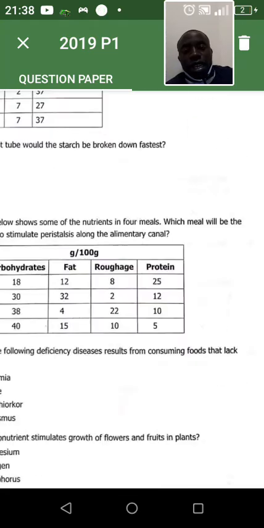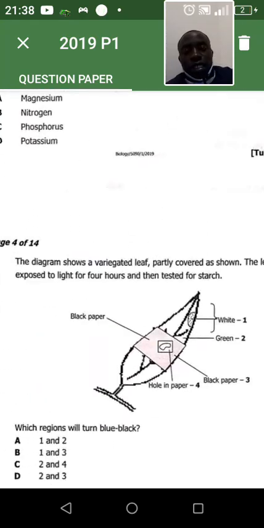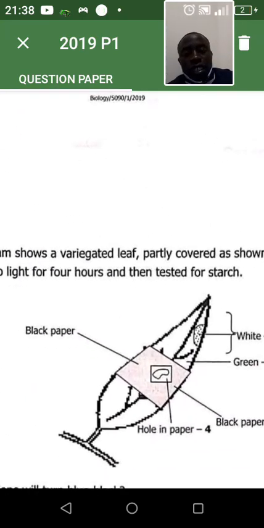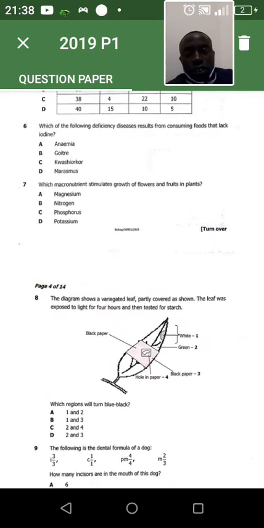Question 8. The diagram below shows a variegated leaf part covered as shown. The leaf was exposed to light for 4 hours and then tested for starch.